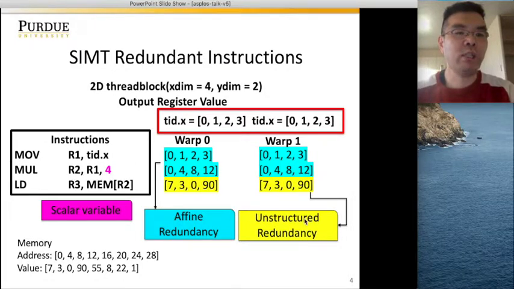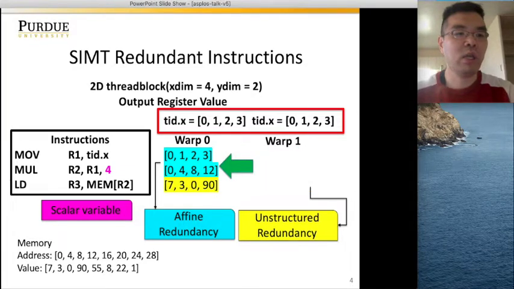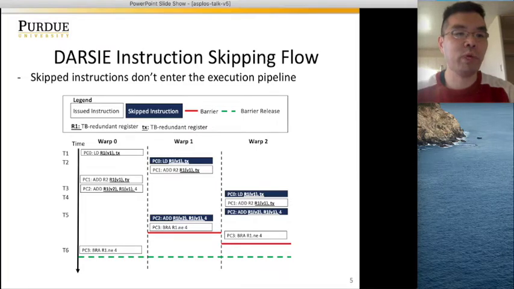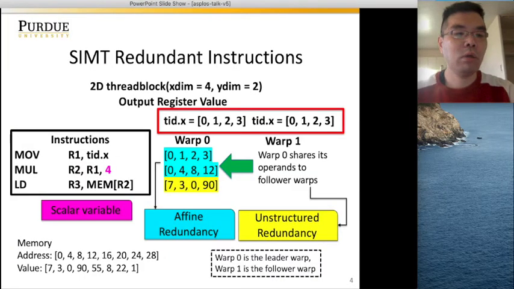Our idea is to elect a single warp from a thread block to execute a redundant instruction and share the results with other warps in the thread block. We call the warp that executes the instruction the leader warp. Warps that skip the instruction and read the value are referred to as the follower warps.